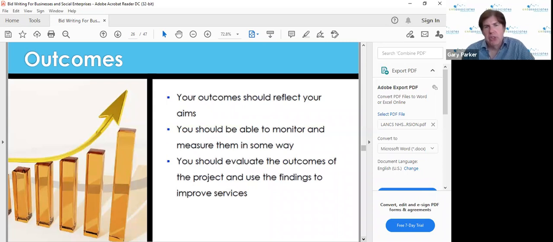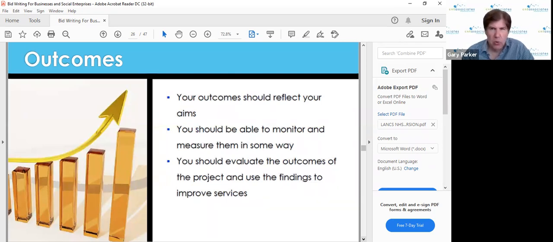Your outcomes should reflect your aim, so whatever the aim of your project is, and you should be able to monitor and measure them in some way. So if you say you're going to work with 200 people to improve their health, you should be able to find some ways to monitor and measure that in whatever way is applicable. And you should evaluate the outcomes of the project and use the findings to improve services.